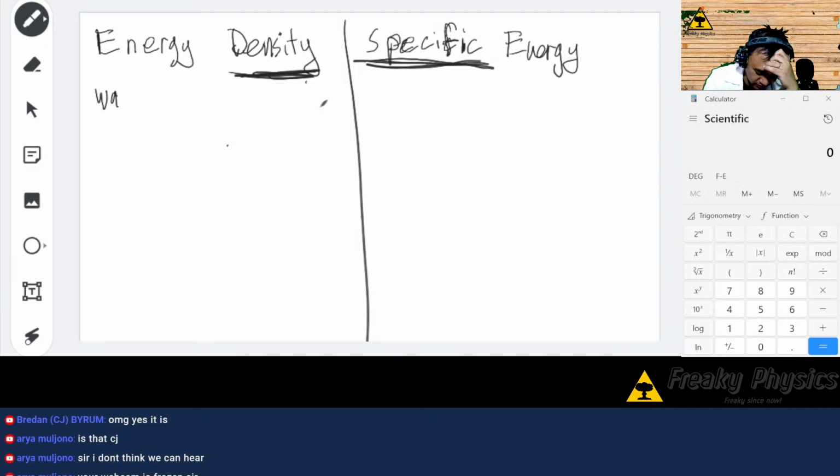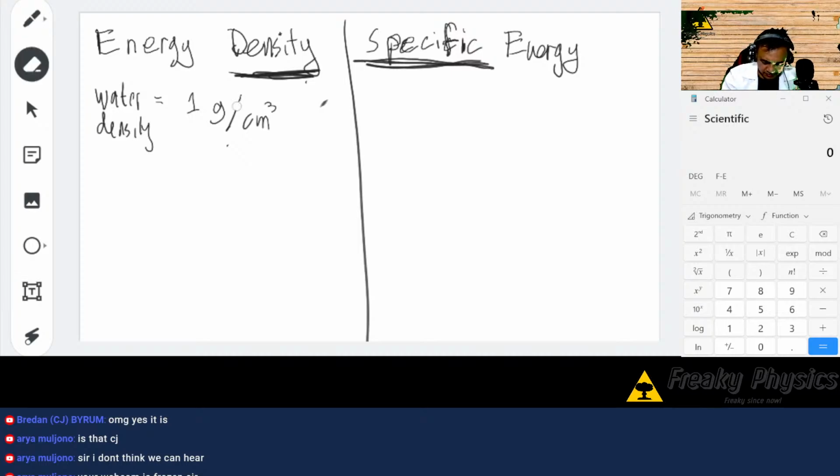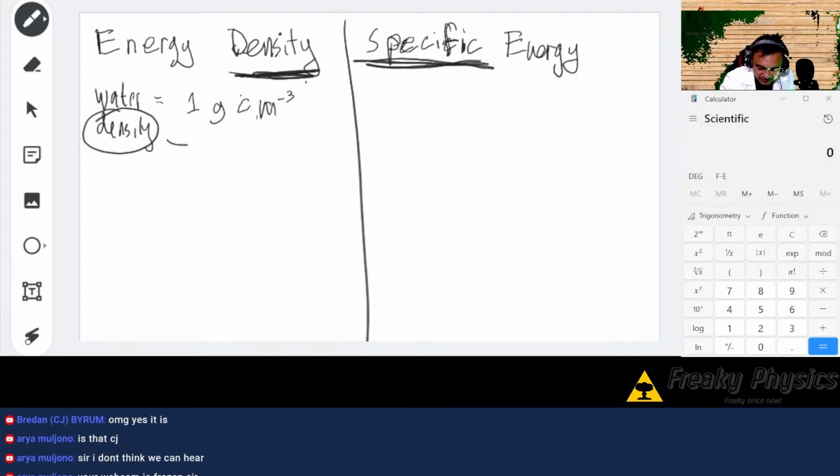So water's density is equal to 1 gram per cubic centimeter. I'll write it the more standard way: grams per cubic centimeter. When we say density, we are gonna divide something. This is basically mass divided by volume, so mass over volume.